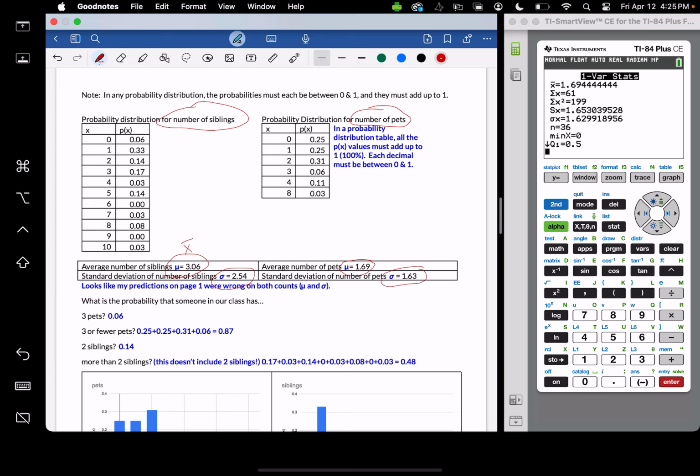And I may have made these numbers up. I don't think these are real numbers. I do not recall at this point. So let's take a look at the top.